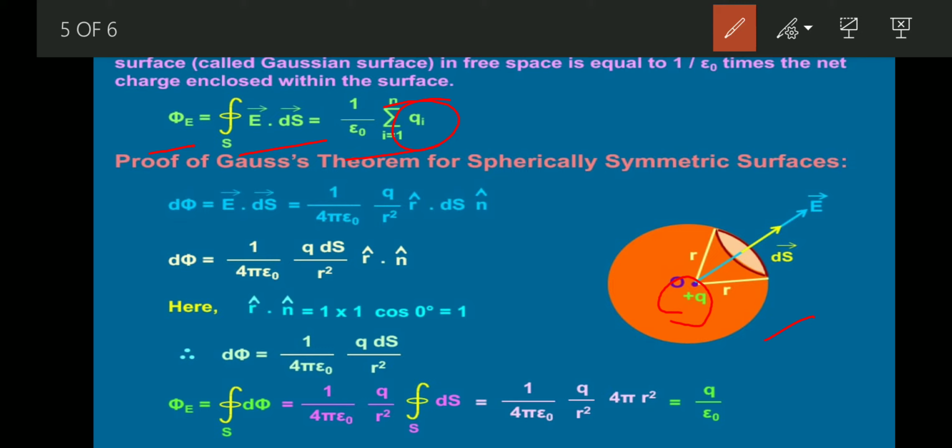whose radius is r. Now the electric field intensity will be normally outward because it is plus q charge. Therefore, electric field intensity will be radially outwards. And we have shown here one electric field intensity, that is E vector. And we are considering here this small surface ds.